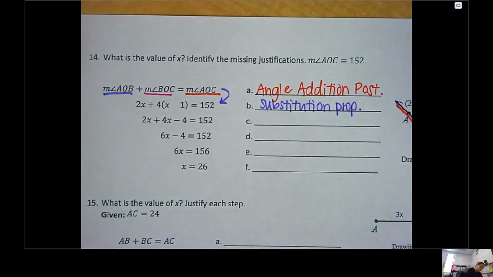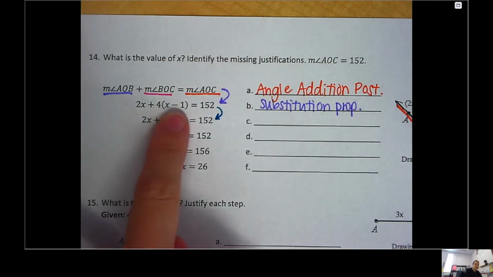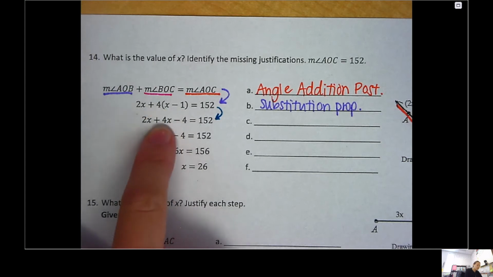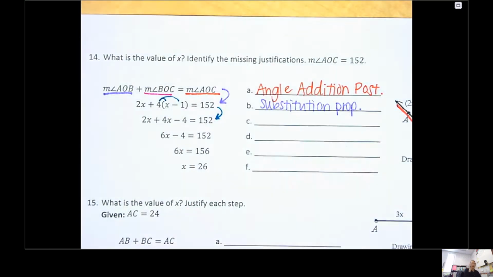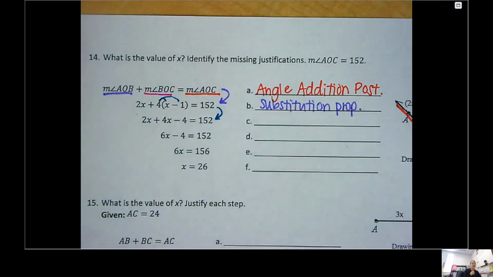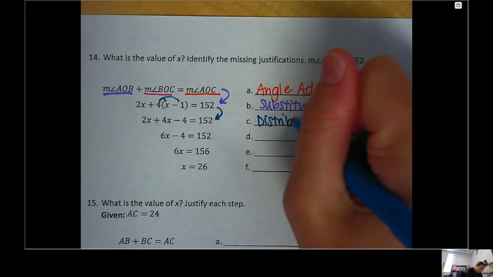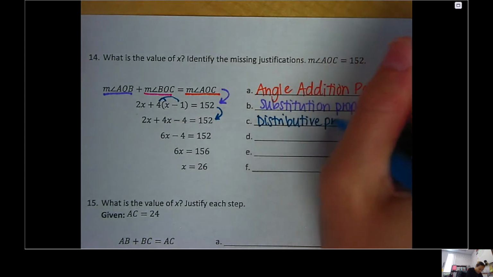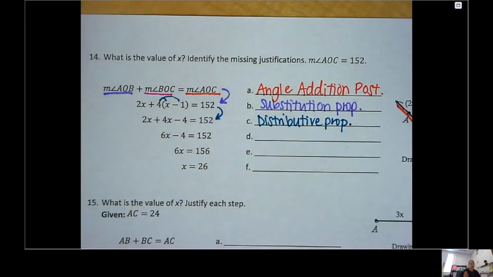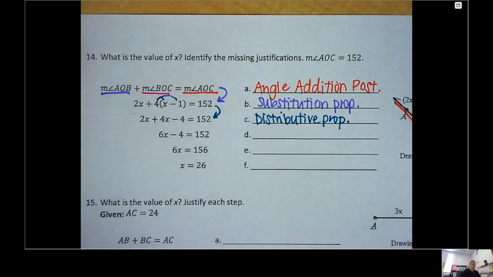To get from B to C, the only thing that looks like it's changing here is the parentheses are going away, and the parentheses are becoming 4x minus 4. So what I'm doing is I'm taking that 4 and I'm multiplying times everything in the parentheses. That is called the distributive property. And it's just a property because you're not doing it on both sides. It's just one side. Property of equality has to happen on both sides.